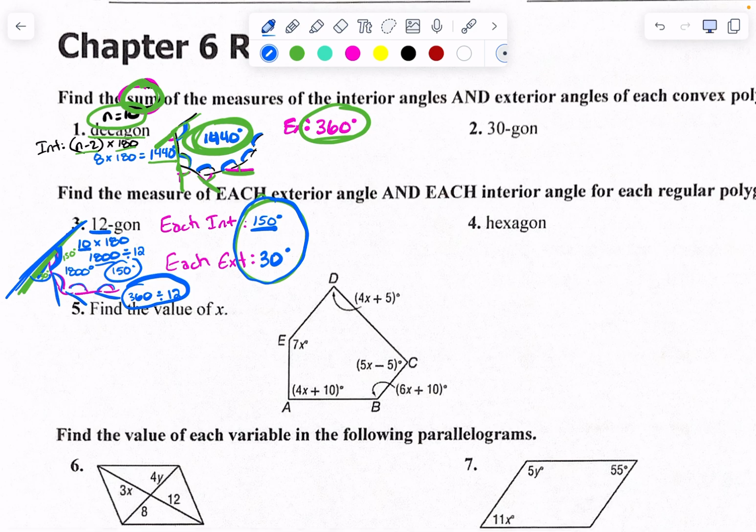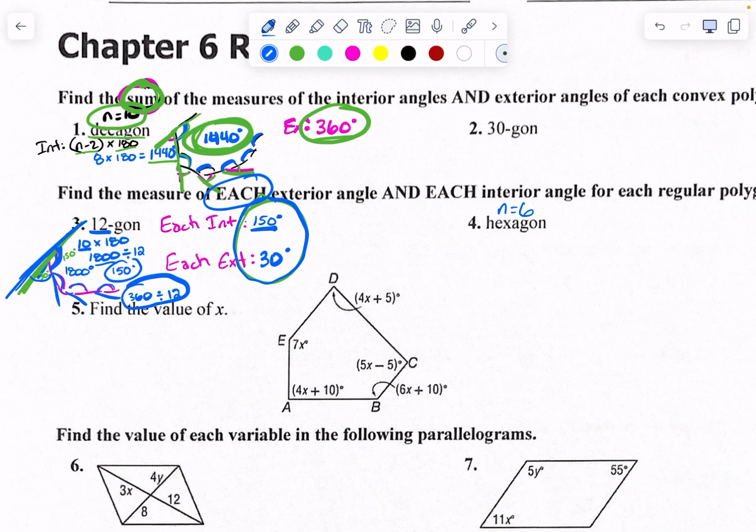Okay, so 2 and 4 are that same way. Hexagon is 6 sides, so just do those 2, but make sure you pay attention, and pay attention on the test, whether I'm saying the sum or each. Okay, I'll try to put them in caps for you, whether I'm saying the sum or each, because I know that's going to trick people.